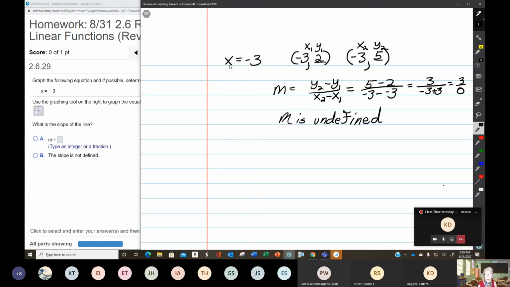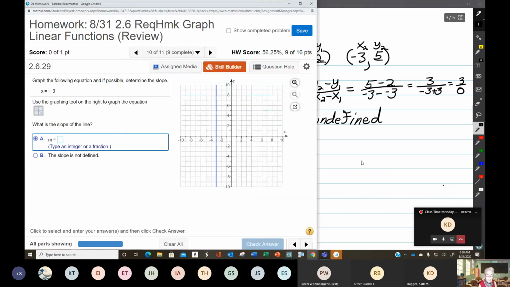And all vertical lines start with an X, they don't have a Y. They start with an X equals a number. So X equals a number, any number, is a vertical line, straight up and down. Undefined slope. And this was number 10.